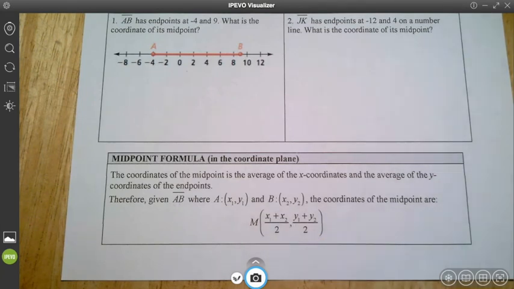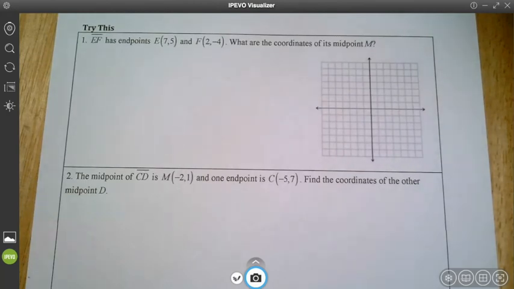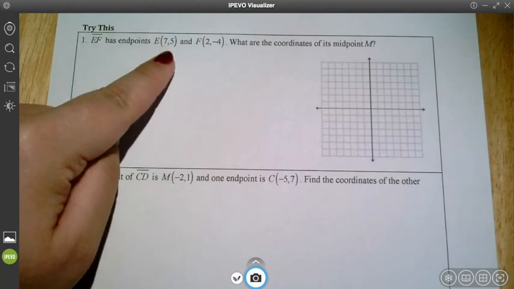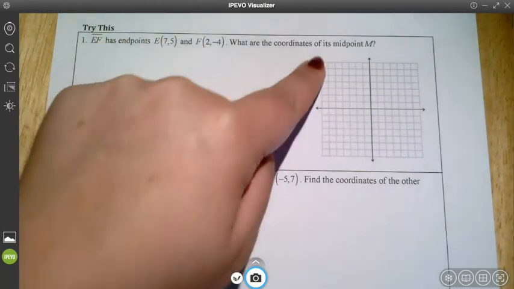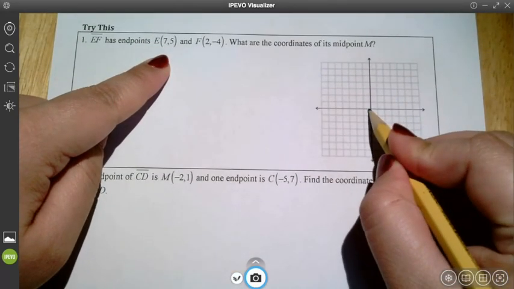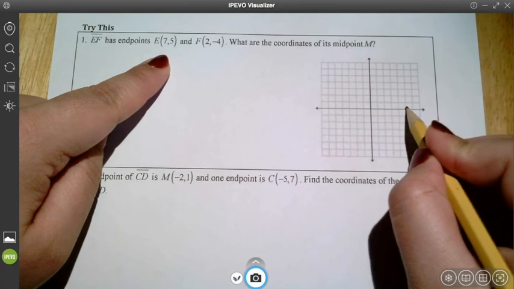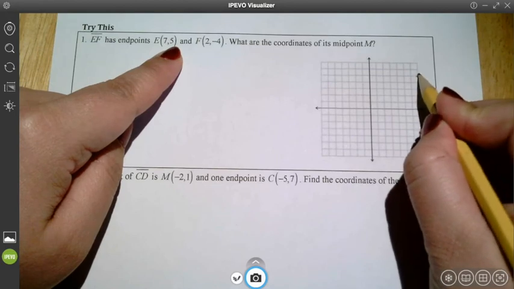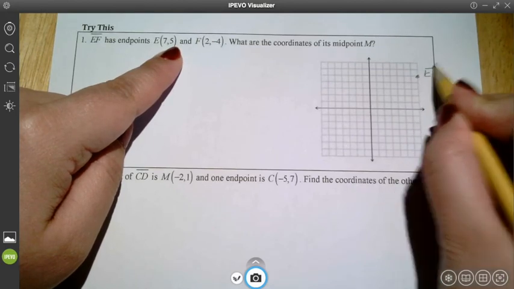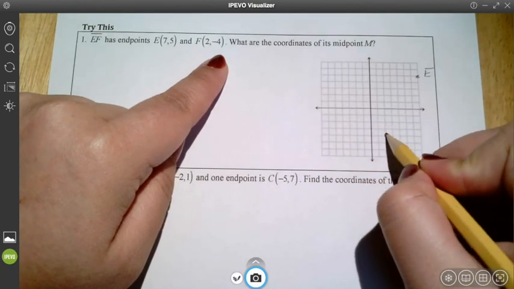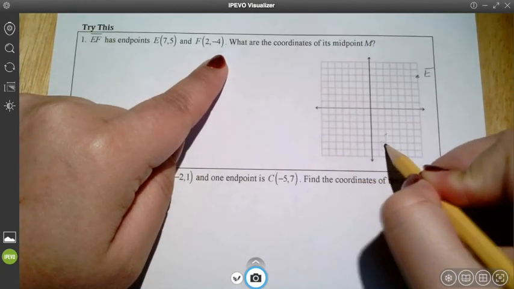Let's look at an example. Even though this says try this, we're going to do it together. So first we want to find segment EF that has endpoints 7, 5, and 2, -4. And then we want to find the coordinates of the midpoint. So first let's plot E. So we count 7, 1, 2, 3, 4, 5, 6, 7, and then 5, 1, 2, 3, 4, 5. There is point E. And then we have 2, -4 is point F.